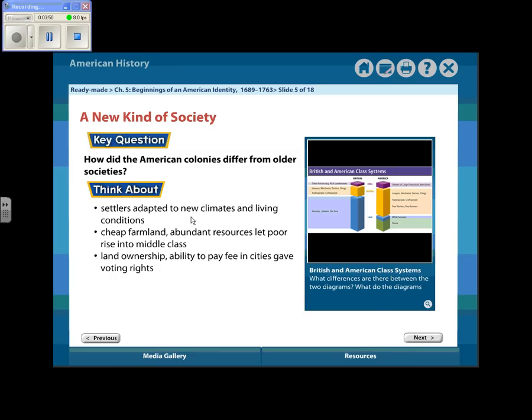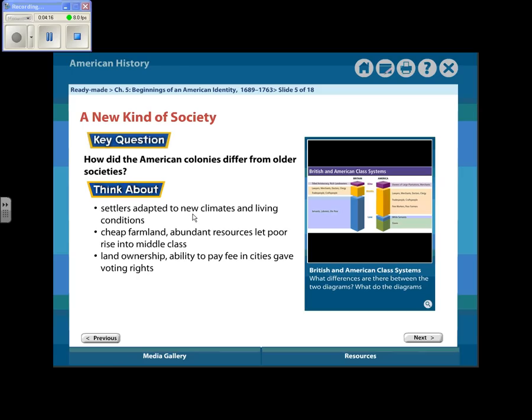Settlers are going to adapt to the new climate and living conditions. There's going to be cheap farmland, and abundant resources let the poor rise into the middle class, and sometimes even into the elite classes. Land ownership gives you voting rights. So voting rights are for the people who own land, and if you have enough money in the city, you can also pay for that right to vote.